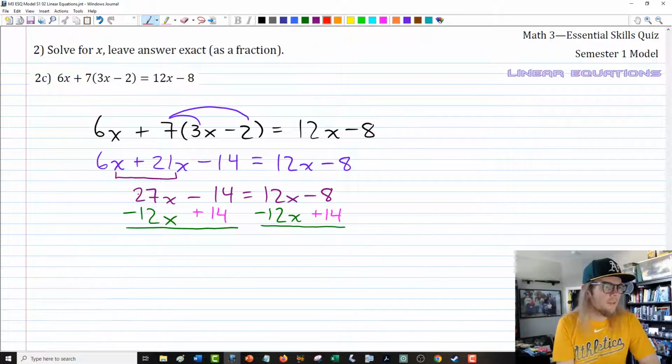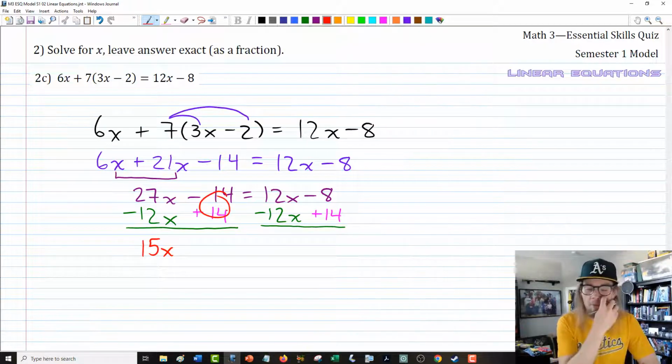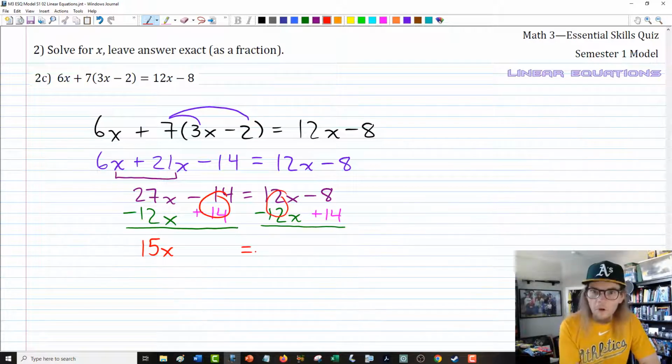Now first, when we combine the x's, 27x minus 12x, it's going to leave us with 15x's. We're going to get a 0 for the minus 14 plus 14. We're also going to get a 0 for the 12x minus 12x. These were both our goals. There's no surprise here. And then finally, we have minus 8 plus 14, which is going to be 6.